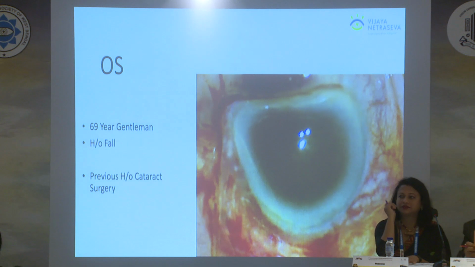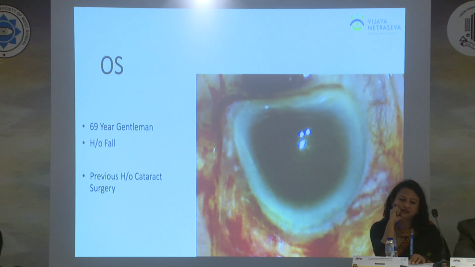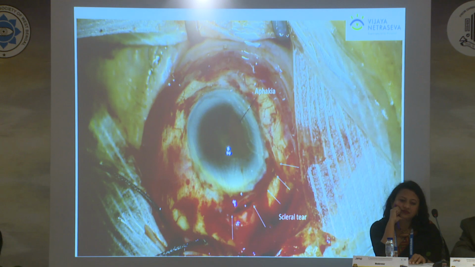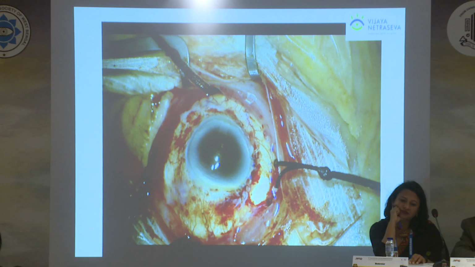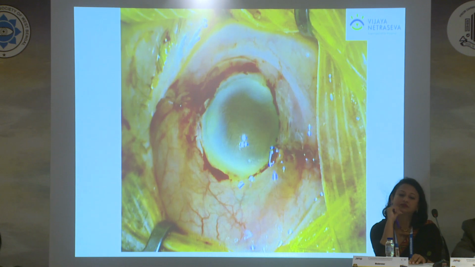So we had a 69-year-old gentleman who had a history of fall. He gave a history of previous cataract surgery. Apart from that, there was no other positive contributing history. Here we can see a globe rupture with a squashed globe. And on doing a thorough peritomy, we could see that there is a scleral tear at the limbus or maybe within 1 millimeter, and the patient had aphakia. As we all would do, we did a standard repair with 7-0 Vicryl. AC was well formed, and here we can see a well formed AC, and the case was closed.